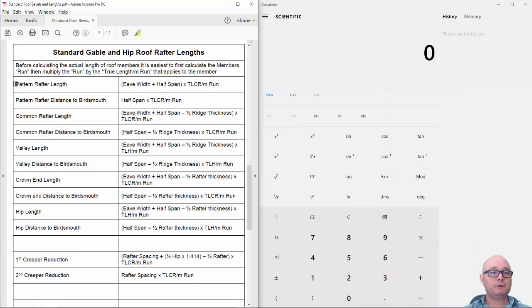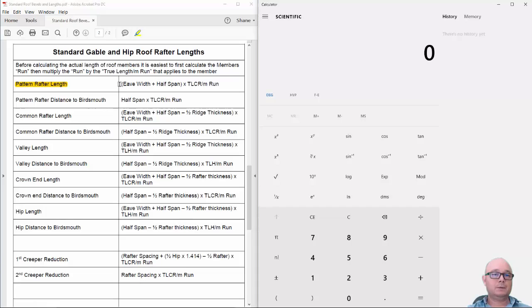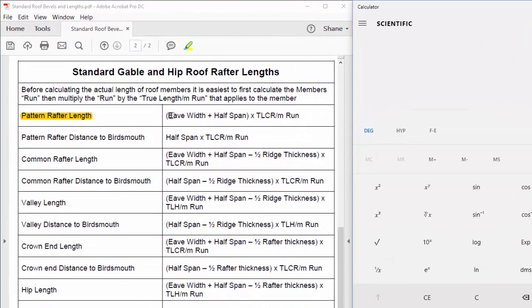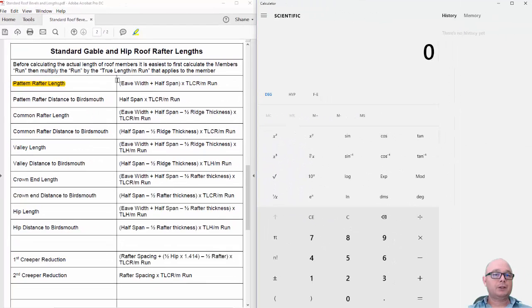So the first calculation is for the pattern rafter length. The formula for the pattern rafter length is eave width plus half span, in brackets, times the true length of common rafter per metre run. So the eave width was 600 millimetres. I'll input that as metres, plus the half span. What we know is that the span for this particular scenario was 8 metres, so the half span will be 8 metres divided by 2, so the half span is 4 metres. And the TLCR per metre run for this scenario, if we go back to our previous sheet, was 1.155 metres.